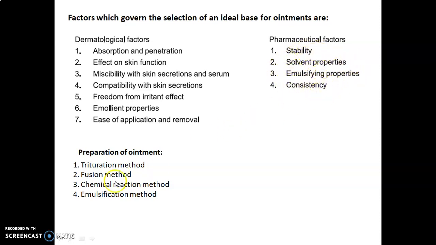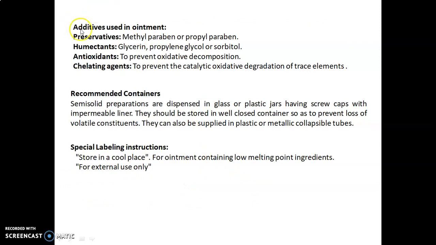Then preparation of ointment: there are four methods, that is trituration method, fusion method, chemical reaction method, and fourth, emulsification method. Let's discuss the additives used in ointments: preservatives, such as methyl paraben or propyl paraben; humectants, that are glycerin, propylene glycol or sorbitol; antioxidants, which are used to prevent oxidative decomposition; and chelating agents, used to prevent the catalyzing of oxidative degradation by trace elements.